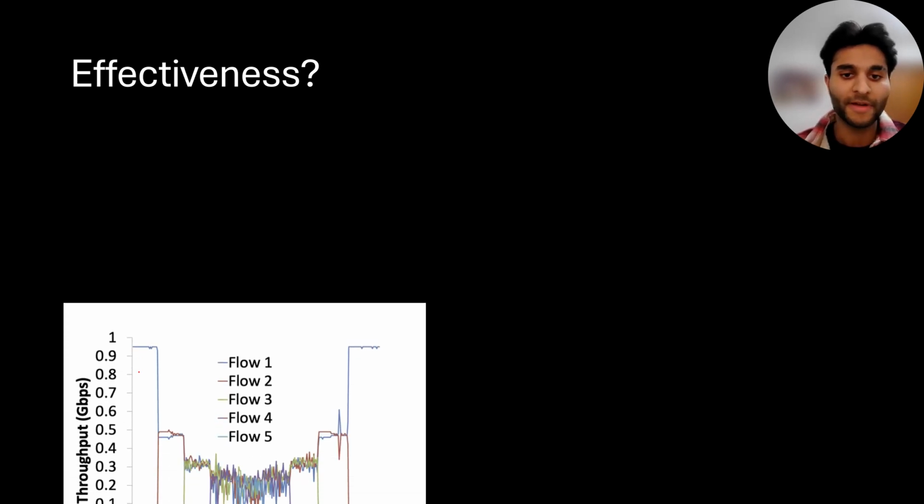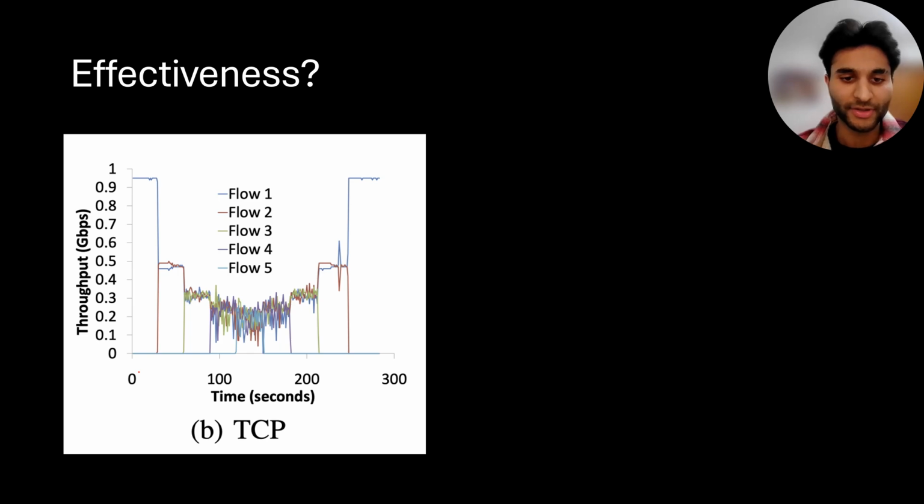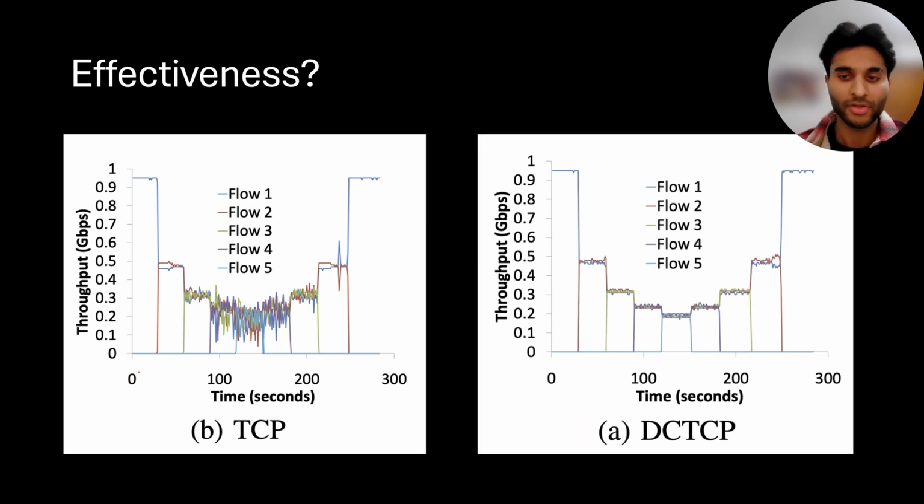So let's see how effective it actually was. As we can see from the diagram, which we've seen before, the TCP packets produce very bursty data, whereas using DCTCP, which is the name of the protocol that the Microsoft engineers created, is a lot more smooth, as we expect.